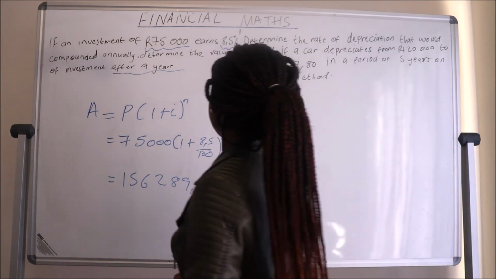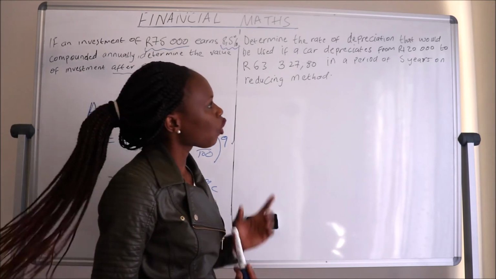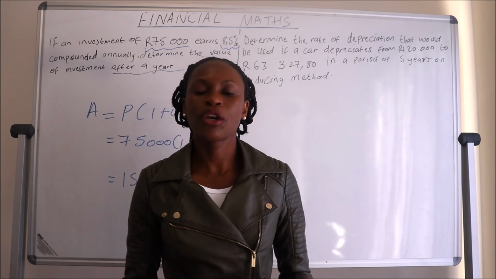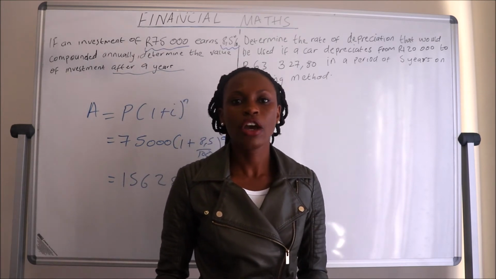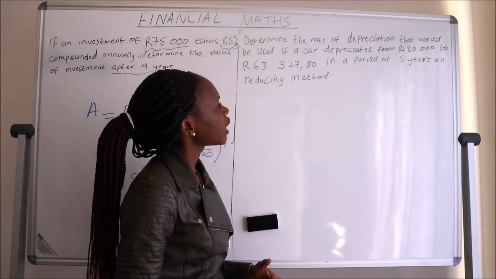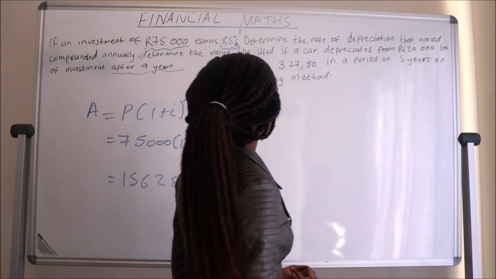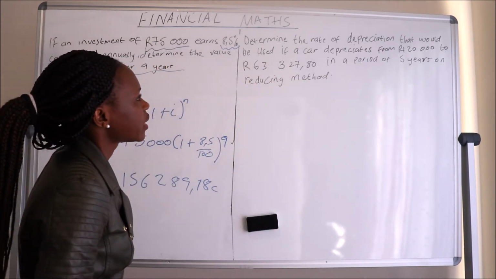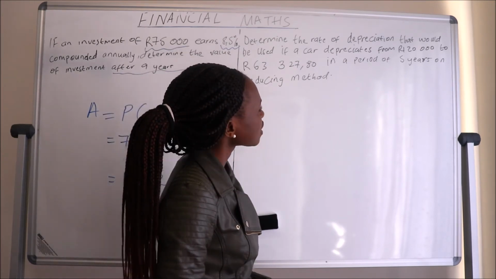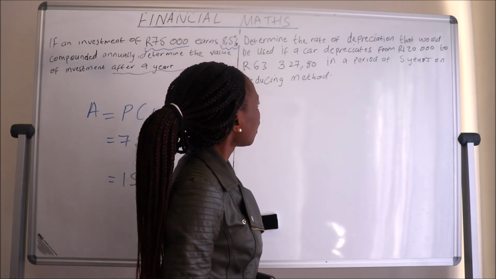Then let's check this one, which is the last question. It says determine the rate of depreciation. So if they say depreciation, then we know that we'll be using a decay equation, simple decay or compound decay. And determine the rate, we know that we have to be looking for an interest rate that will be used if a car depreciates from 120,000 to 63,327.80 cents in a period of 5 years on the reducing method.